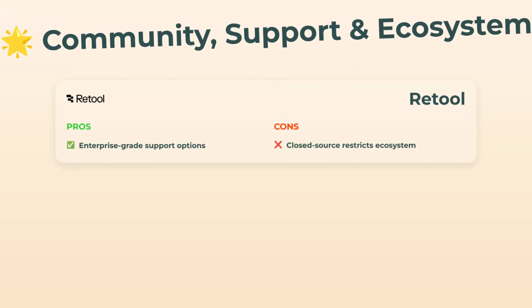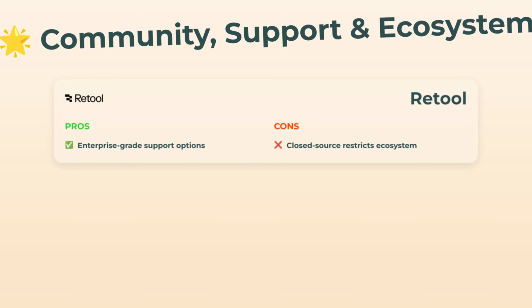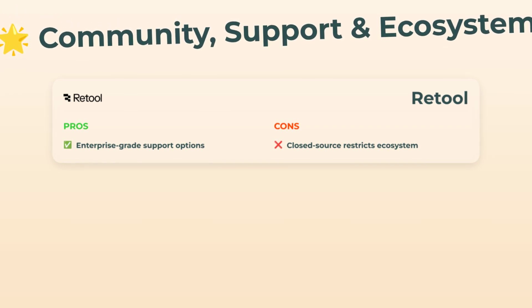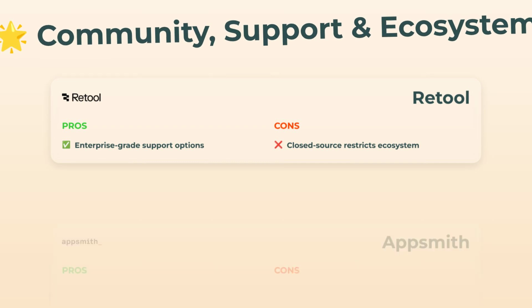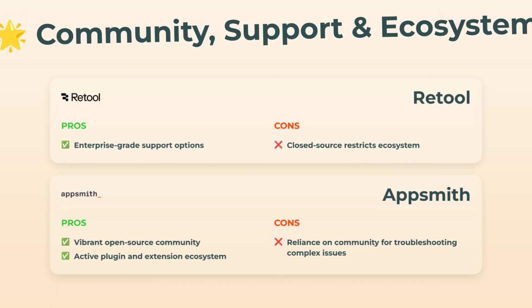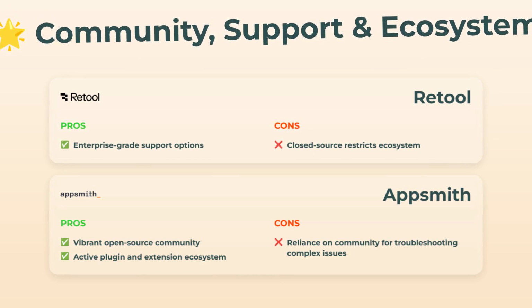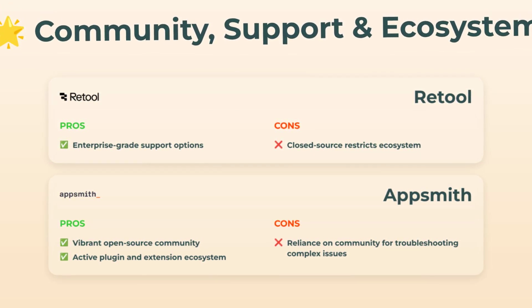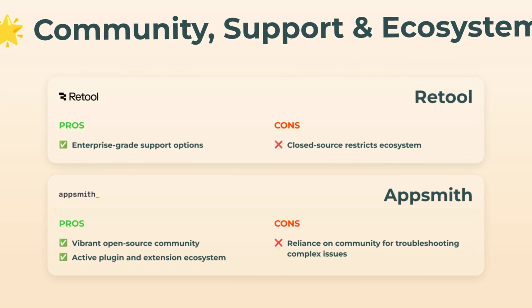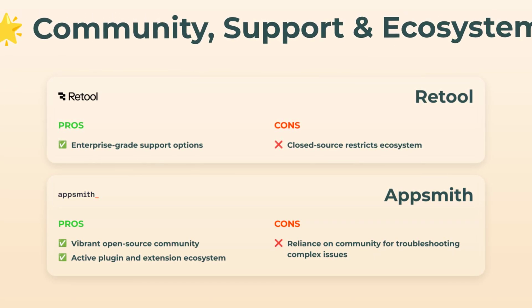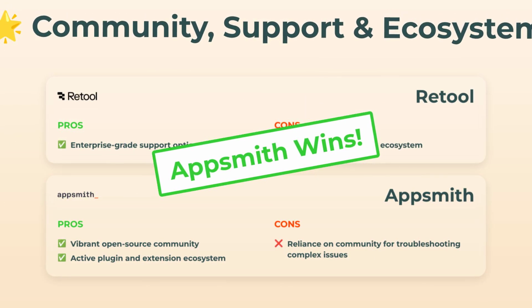Community, support, ecosystem. This is where things get really interesting. Retool has solid enterprise support, but since it's closed source, their ecosystem feels a little locked up. Appsmith's open source nature makes for a vibrant, really active community. Loads of plugins and extensions flying around. If something breaks, yeah, you might need to hunt through Stack Overflow or Discord instead of calling in enterprise support, but there are always folks ready to help. Appsmith edges out a win thanks to that community energy.